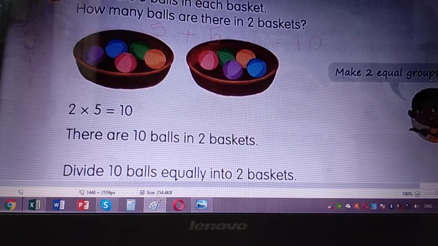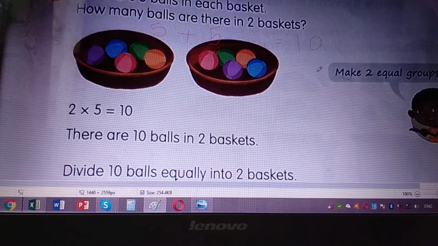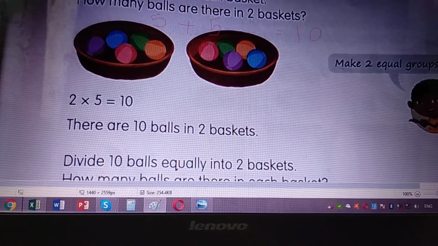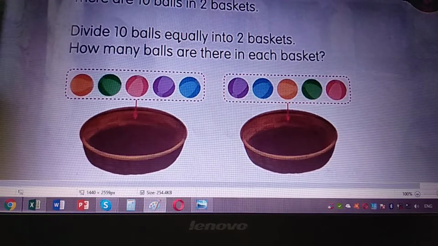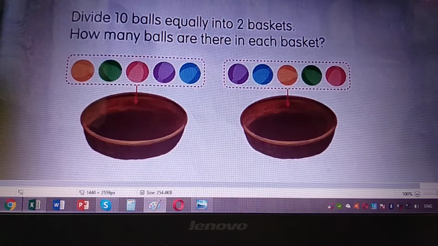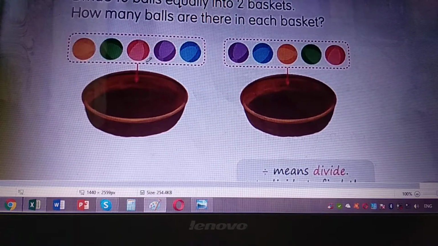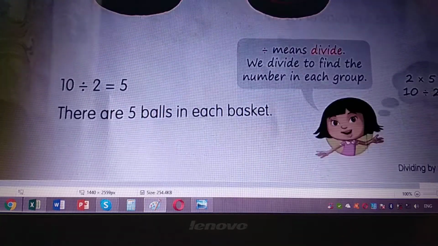Make 2 equal groups. Equal means there's no leftover. No leftover means equal groups. So you can divide 1 here, 1 here, 2 here, 2 here, 3 here, 3 here, 4 here, 4 here, 5 here, 5 here. So equal, no leftover. There are 10 balls in 2 baskets. Divide 10 balls equally into 2 baskets. How many balls are there in each basket? You can see 5 goes into each of the 2 baskets.